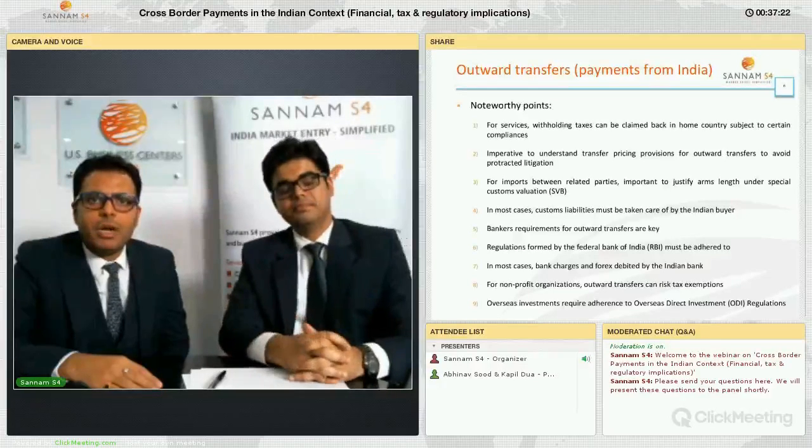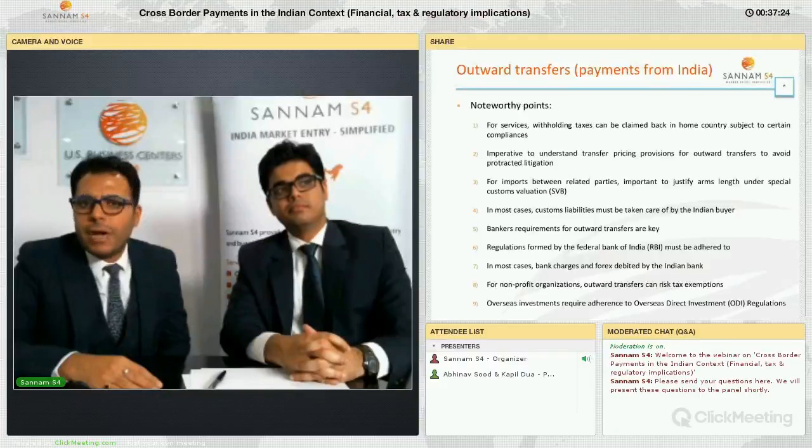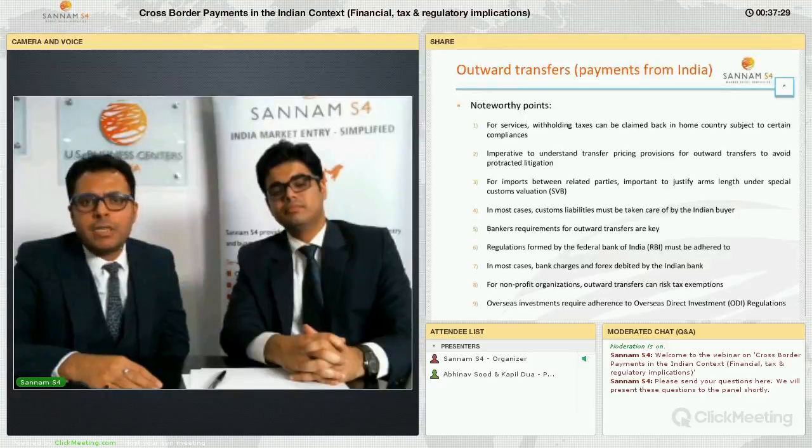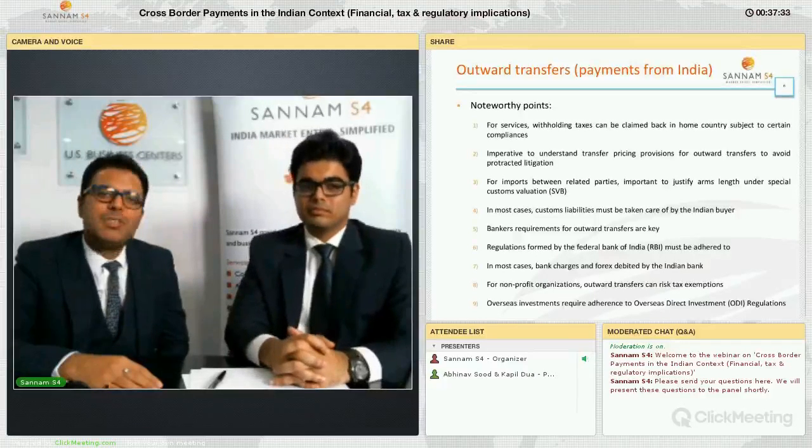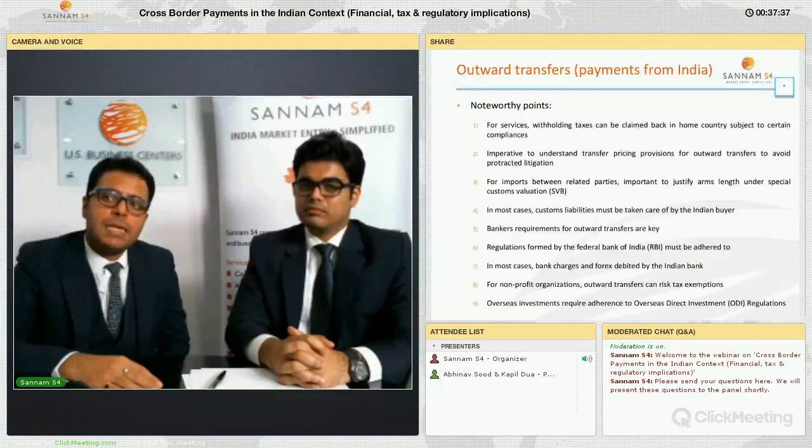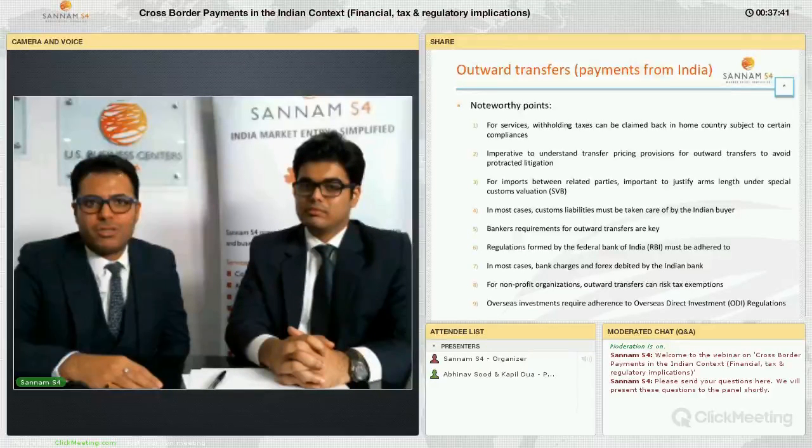Then we can definitely talk about the bank charges and forex debited. So it's important to write down in your agreements, when the payment is going out of India, who is responsible, whether the foreign party, foreign business, or the Indian party, the Indian vendor, is responsible for bearing the expenses on the bank charges.